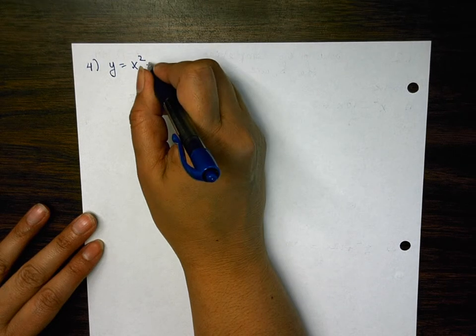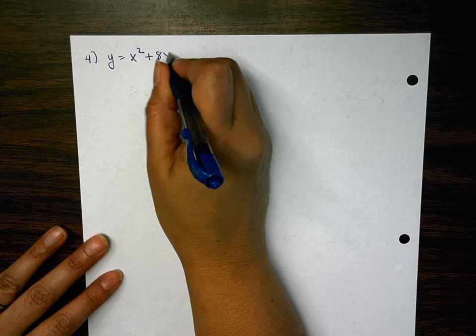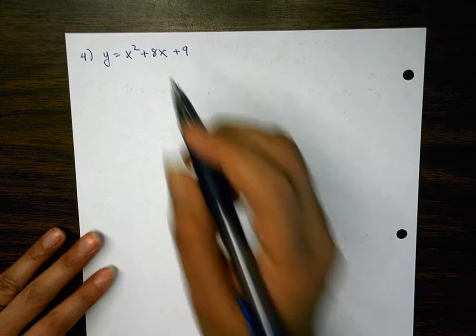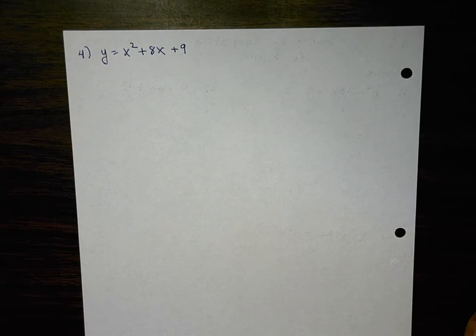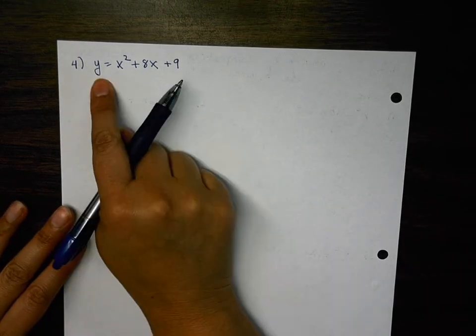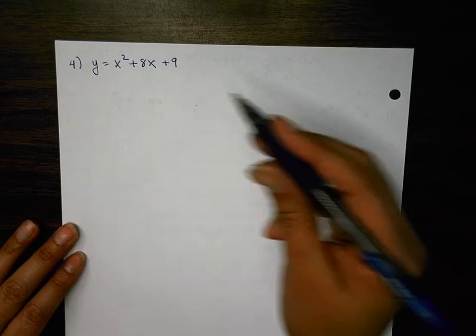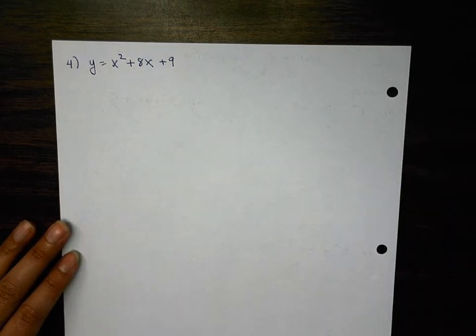Y equals x squared plus 8x plus 9. All right, don't do anything to it yet. Just write it down. Oh, how is this different? Instead of 0, what do I have? A y. I do need you guys listening.